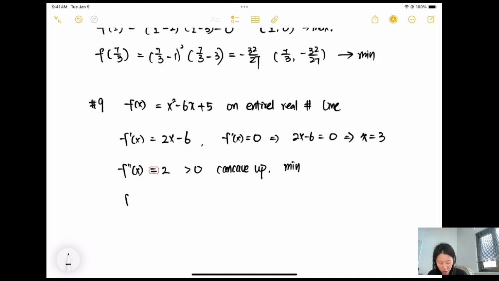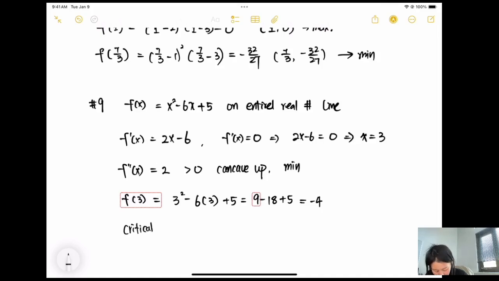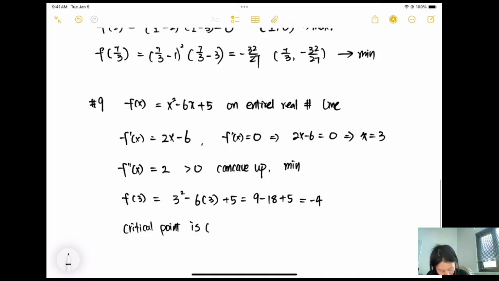To find it, we need to plug x equal to 3 into the original function. I have 3 squared minus 6 times 3 plus 5, I got 9 minus 18 plus 5, which is -4. So that means the critical point is (3, -4). The minimum value of the function is -4.